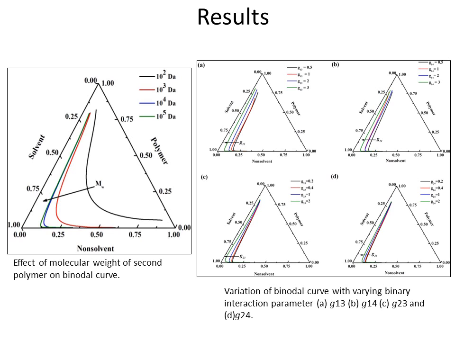Another thing the authors looked at was how the molecular weight of the second polymer affected the binodal curves. As you can see on this chart on the left, as molecular weight increases, the binodal curve gets drawn closer to the solvent axis. And then on the second chart here, you see the variation of the binodal curve as you change the binary interaction parameter. It's interesting to see how the spacing of your binodal curves will change when you change that interaction parameter.